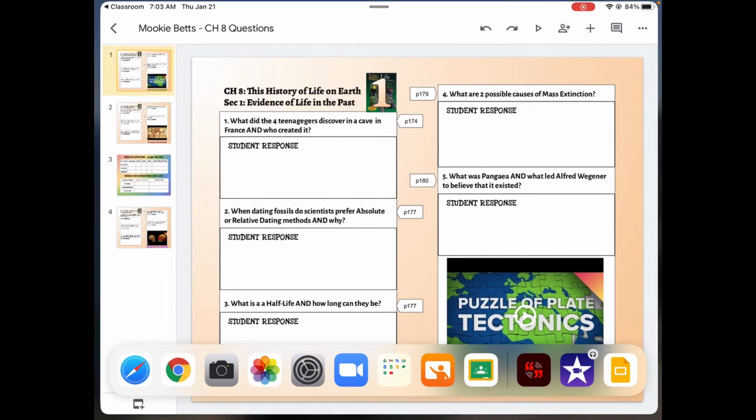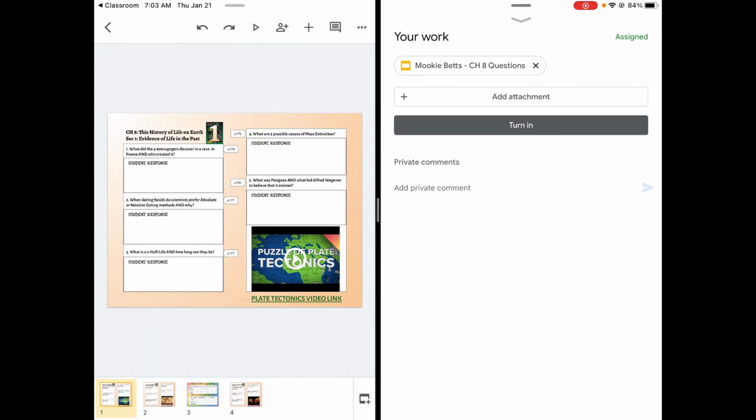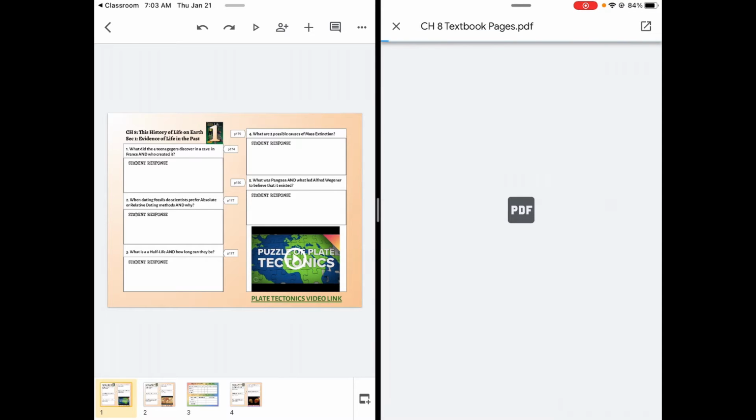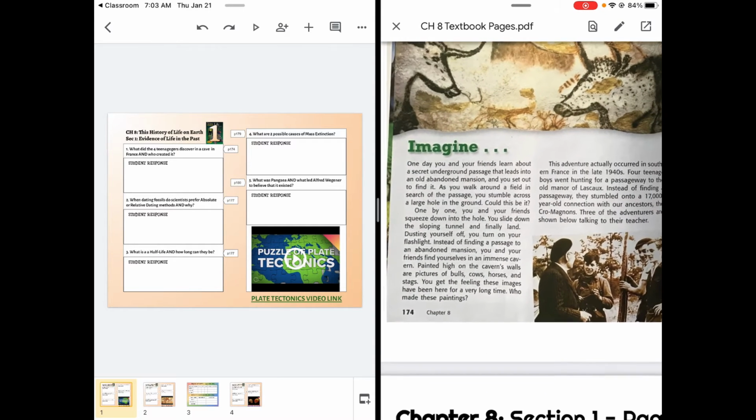We want to split screen. We split screen back with Google Classroom. We hit the X and the down arrow, and then we open the red textbook PDF, unless you want to actually use the real book, which is fine too. So the first story happens here.